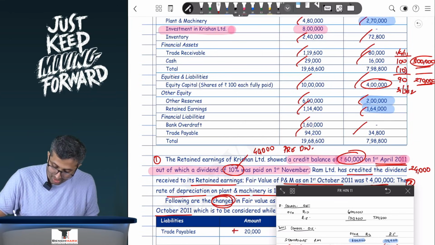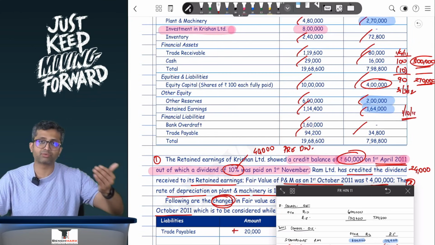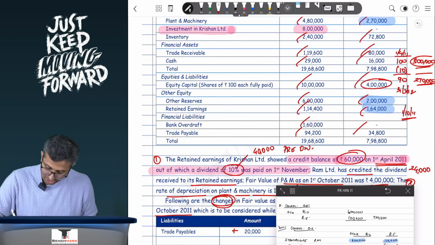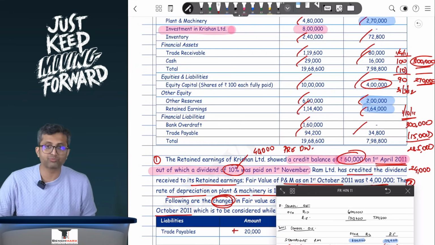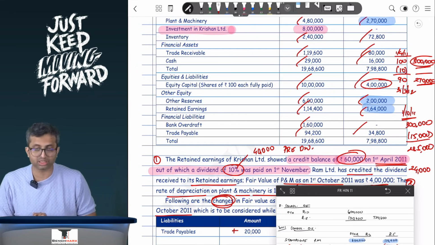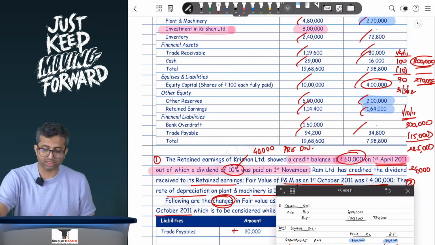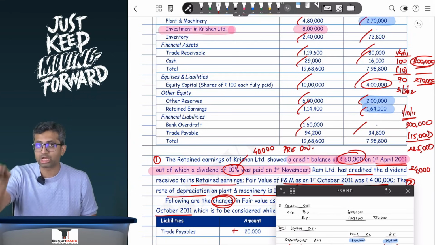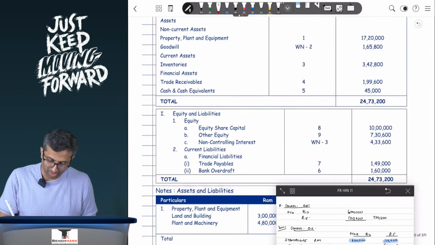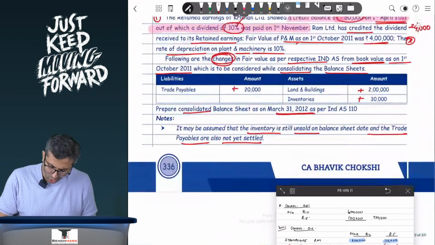Which means I somehow have to find on 1st October 11. Which means if 30,000 is the annual depreciation, then for the first 6 months, the depreciation would have been 15,000. So this is 3 lakhs minus 15,000, and that will give you around 2,85,000. So something which is worth 2,85,000 will now be taken at, for example, 4 lakhs, and as a result there is a positive increase, a change of 1,15,000 in your plant and machinery. Other than this, all the changes are given.